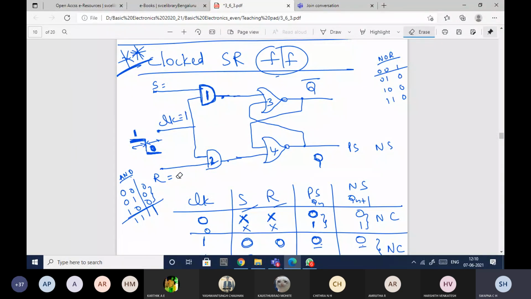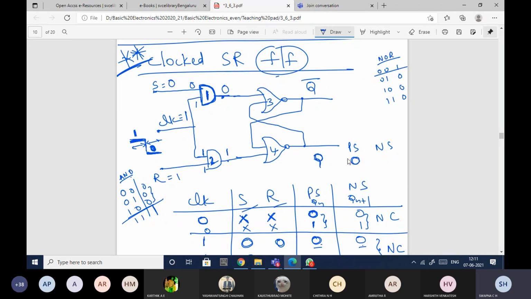S value is equal to 0, R value is equal to 1, clock is equal to 1 and the present state is equal to 0. So this is 1, this is also 1. For the first AND gate, the inputs are 0, 1, the output will be equal to 0. Next, the inputs to the second AND gate are 1, 1, so the output will be equal to 1. If all the inputs to the AND gate are 1, then the output will be equal to 1.